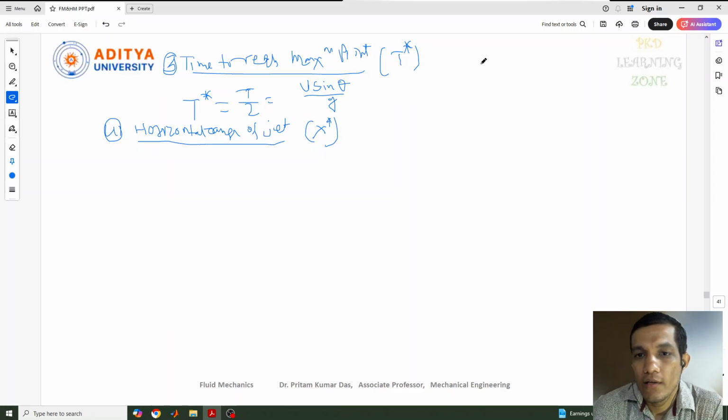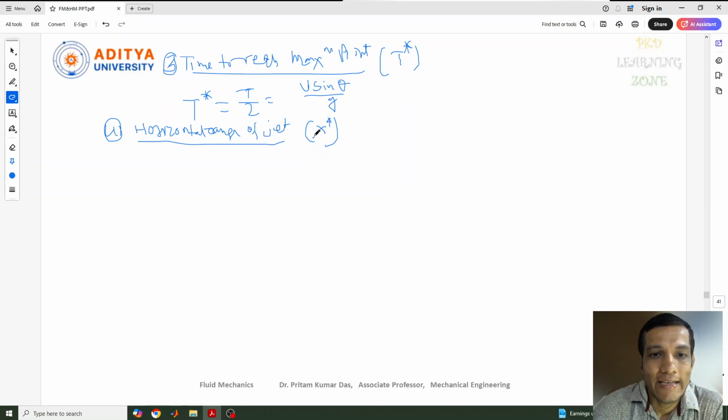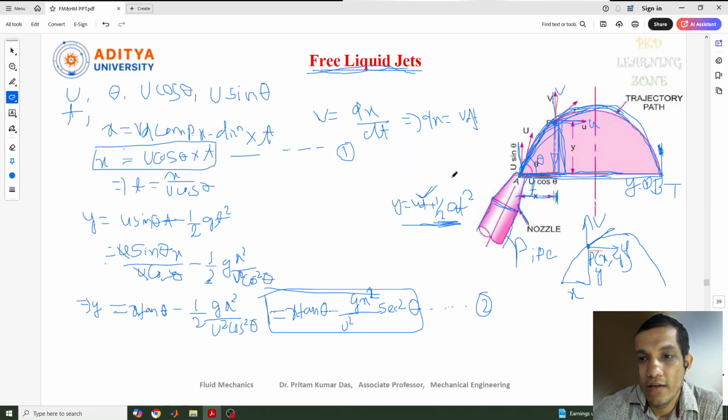If you see the distance traveled by the fluid particles horizontally, from here to here, x we have already taken from up to here only. So the total horizontal distance, we can take as x star. That is the only thing, nothing extra here. So for that x star, we need to find out what is the component which is traveled in the horizontal direction, and what is the time of flight.